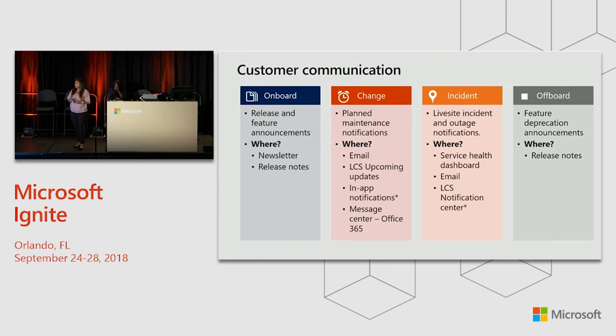The incident communications, these are specifically around live site and outage notifications. These are shown in the service health dashboard in Office 365. So anytime there is a SEV2 for your environments, there will be a detailed communication of that. So please do sign up. If you don't have access to it, request access to the Office 365 service health dashboard view, and you should be able to see those.